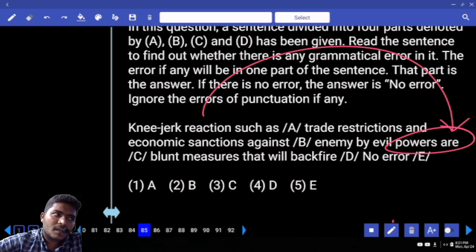Do you want to clear prelims or do you want to clear mains? What is your target? Your target is not prelims. Your target is mains. Keep that in your minds. Because you guys who are attending the mains already, prelims is like a cakewalk for you. Remember, once you attend and read these type of sentences, once you get exposed to this type of logics and this type of lengthy sentences, prelims will be like a cakewalk.